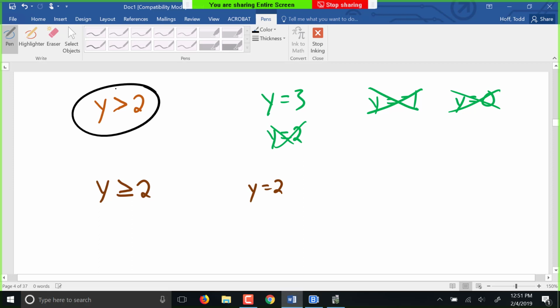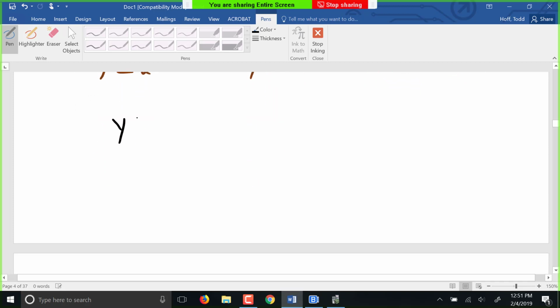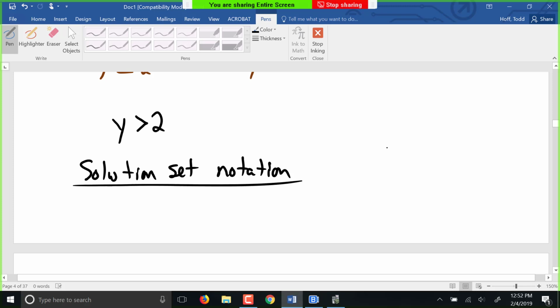Well, when we see this, there are several different ways we can display the solution. One is something we call solution set notation. Solution set notation is a little bit of a cop-out because in some cases, like this simple inequality, y is greater than 2, all we're really doing is repeating the inequality. Solution set notation uses these squiggly brackets like that.